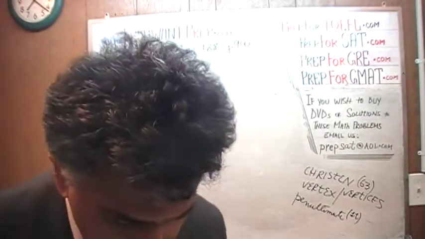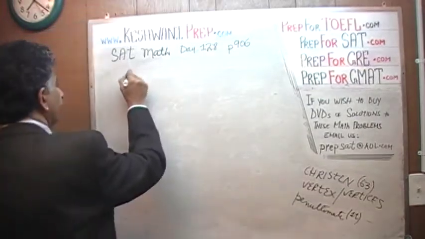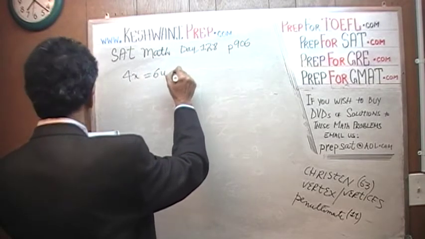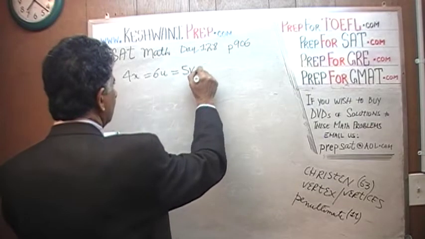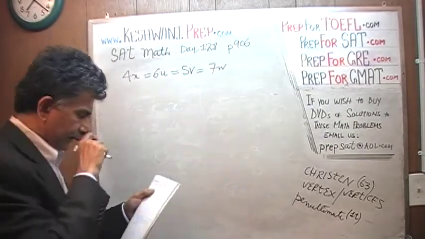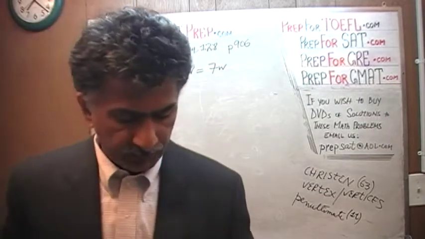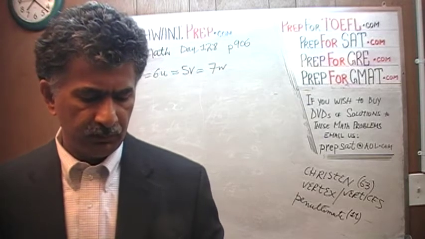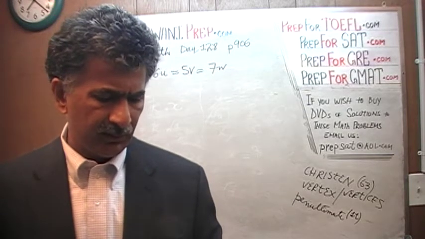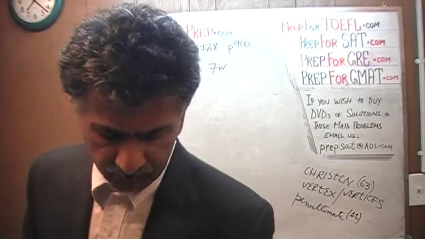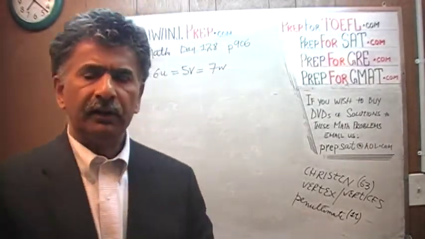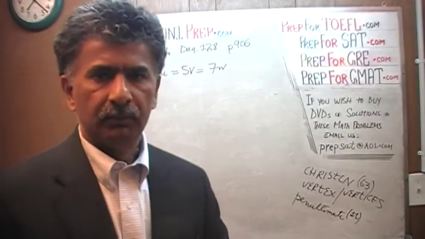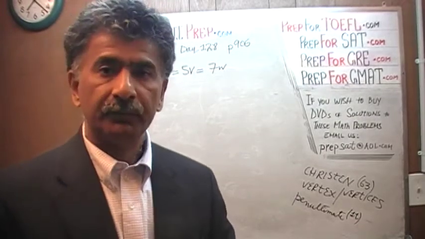In problem number 13, we are told that 4 times x equals 6 times u, which we are told equals 5 times v, which we are told equals 7 times w. And the question is, which of the following is true? They have given us these 4 variables, u, v, w, x, in alphabetical order. They've given us these 4 variables in different arrangements in the 5 answer choices, and our job is to find the right order from however they are arranged. Let's do it, shall we?